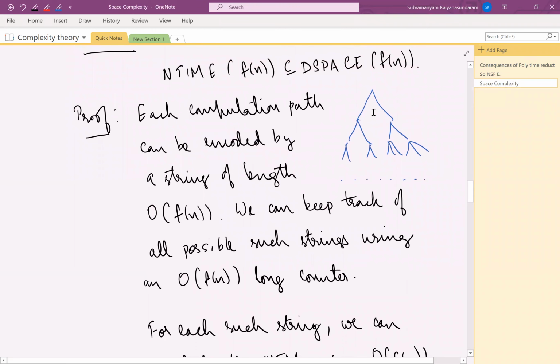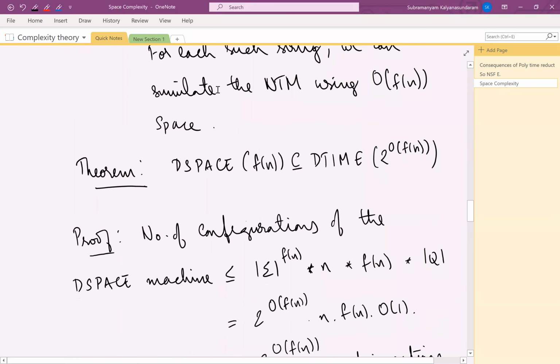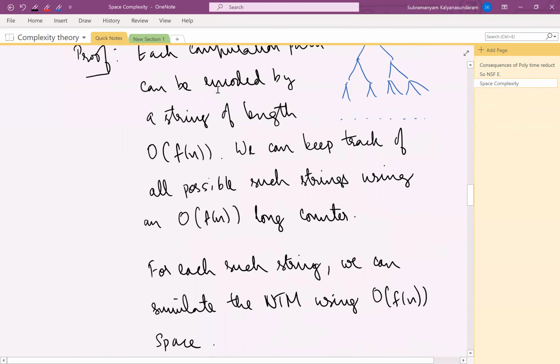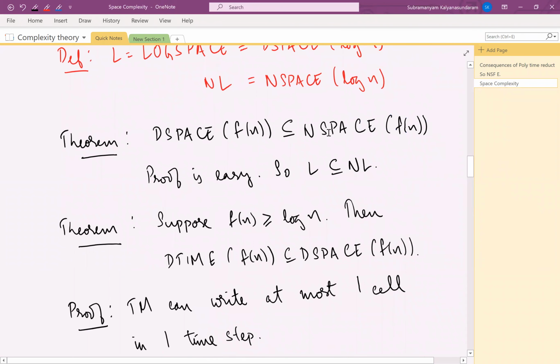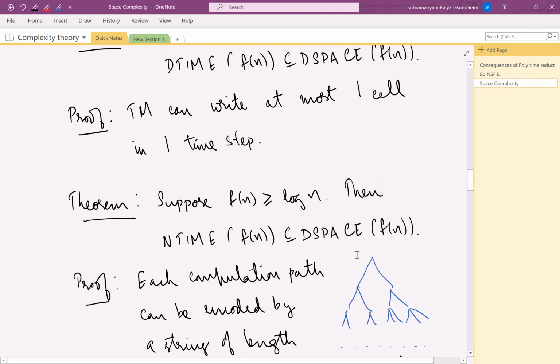Hence, using order f(n) plus order f(n), which is still order f(n), deterministic space, you can simulate a non-deterministic Turing machine. So we saw that D-space f(n) is contained in N-space f(n), D-time f(n) is contained in D-space f(n), and interestingly, N-time f(n) is also contained in D-space f(n).